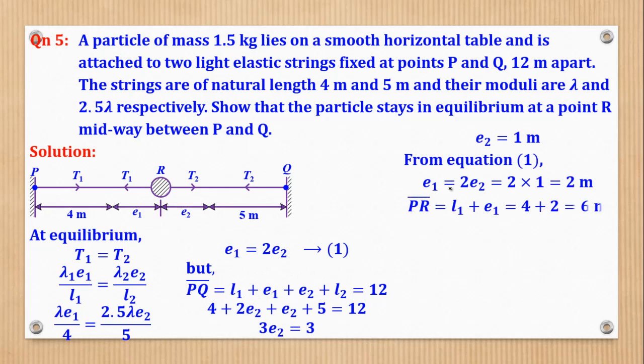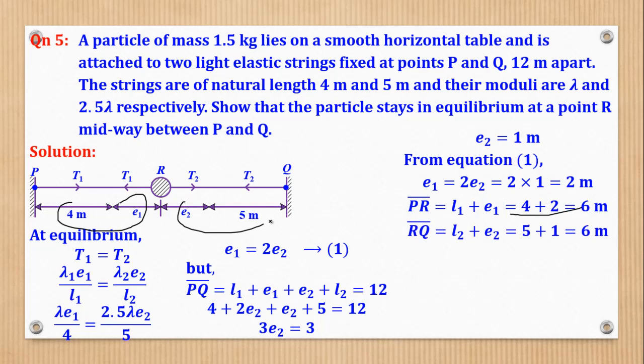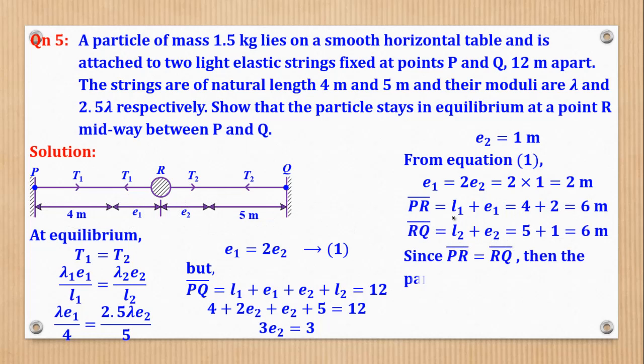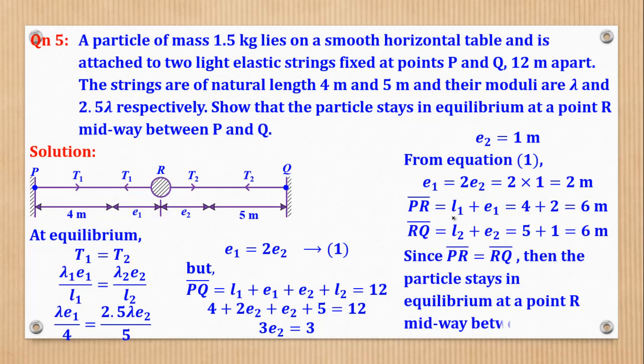So I have to get distance PR, which is 4 plus E1. Then also distance RQ, which is 5 plus E2. Because they are the same, it implies that R is the midpoint of P and Q. And that's what they wanted.